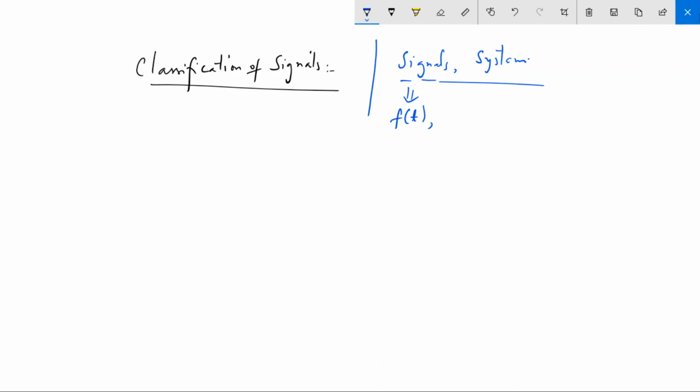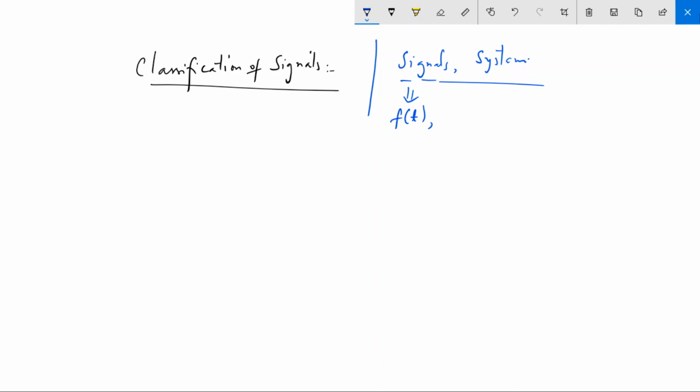independent variables. Okay, and the independent variable is mostly time when you say it is an electrical signal. And in this course we mostly concentrate on one-dimensional signals only. Okay, that it is a function of one variable only, that is time.